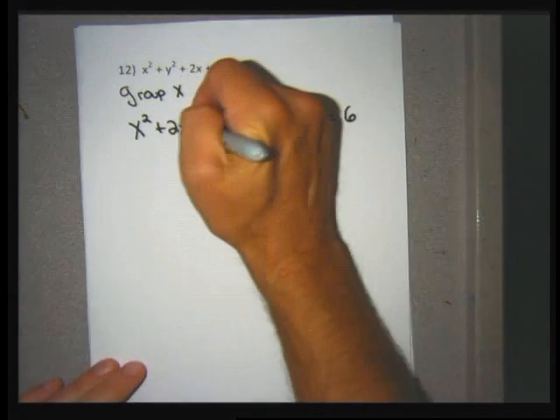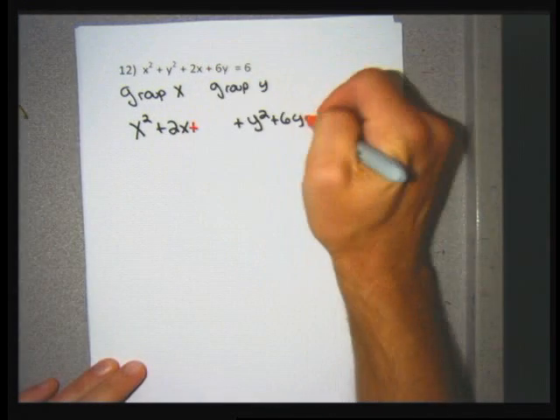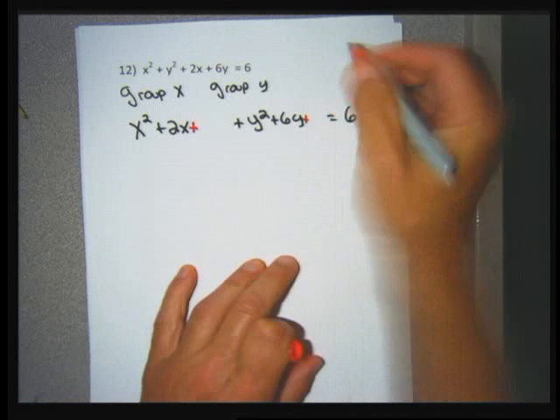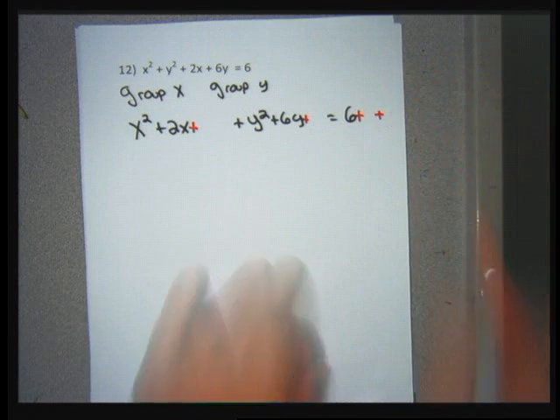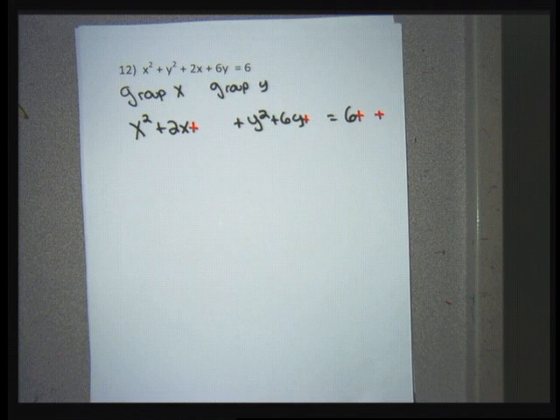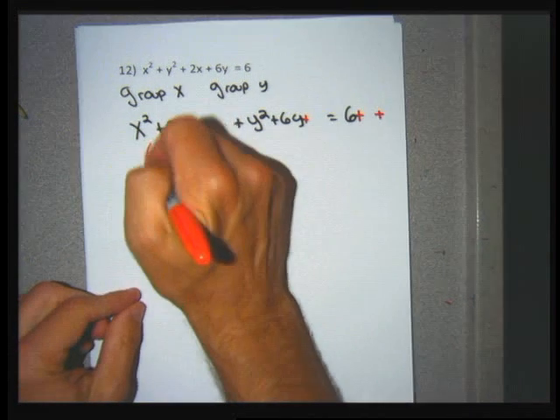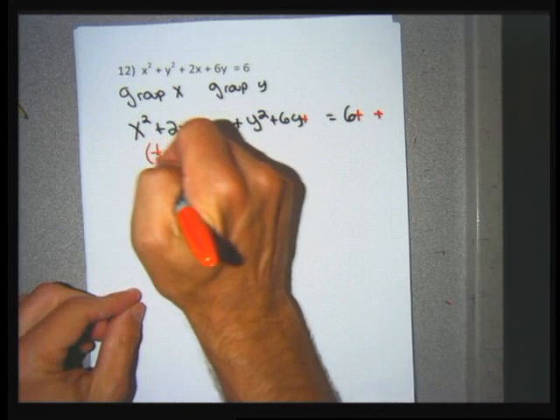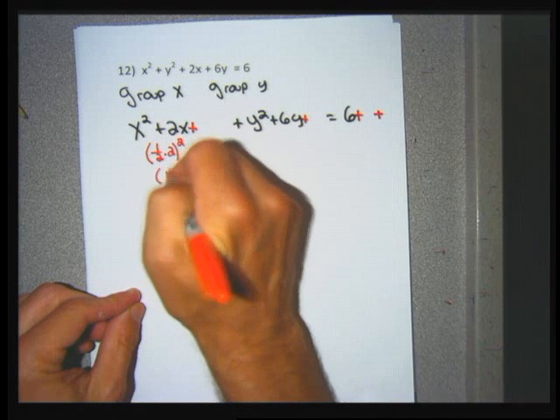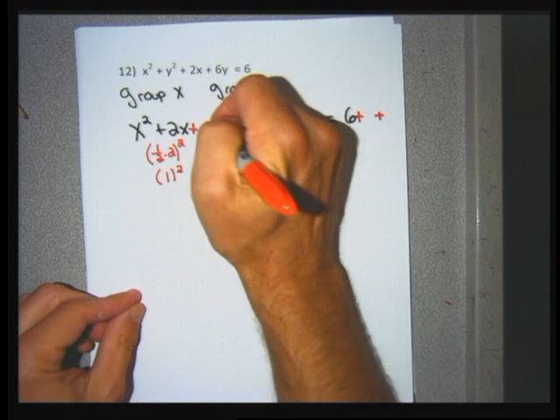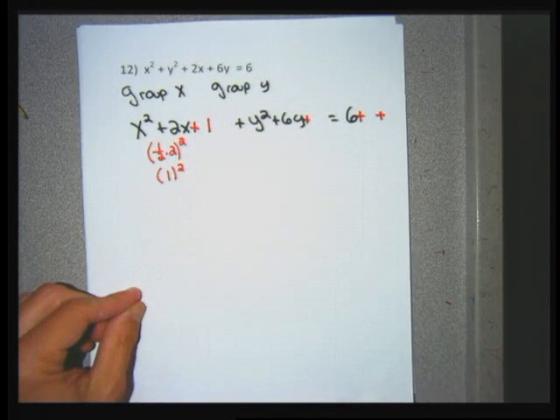I'm going to put 1 plus sign next to the 2x, 1 plus sign next to the 6y, and 2 plus signs after the 6. And what do I add? By the x, I add 1/2 of 2 squared. Half of 2 is 1. 1 squared is 1. So next to the 2x, I'm going to put a 1.